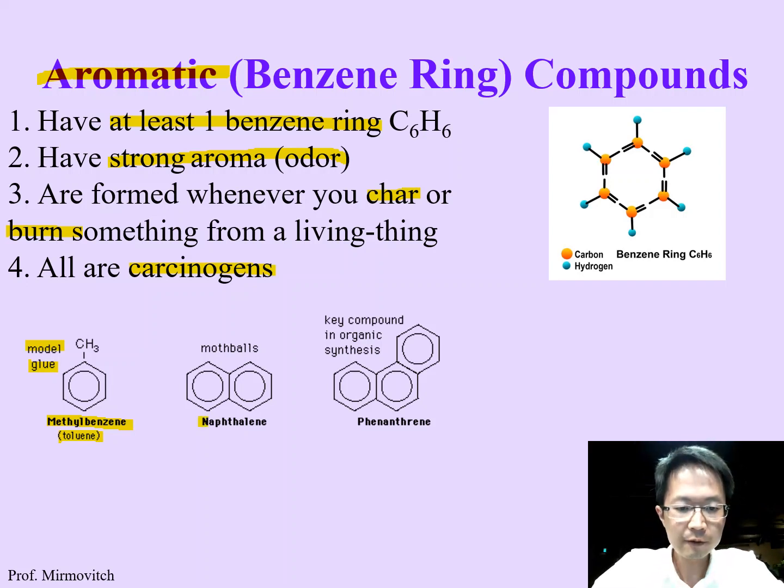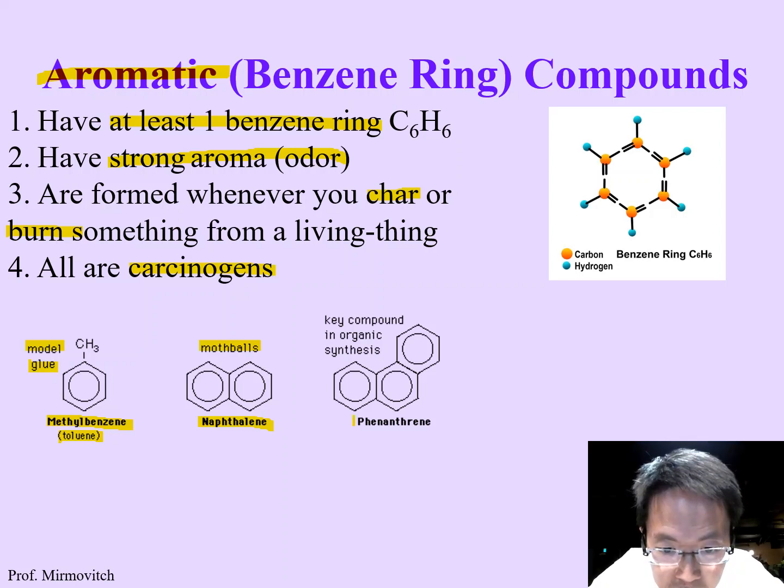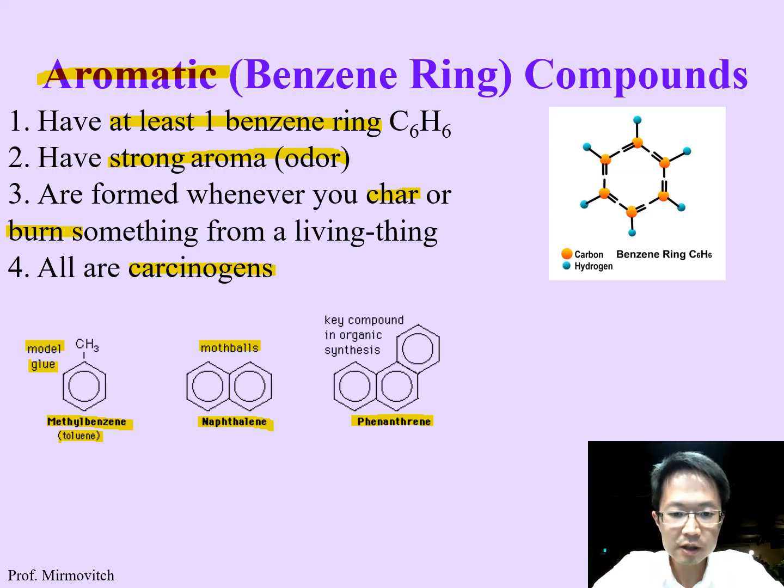naphthalene. Naphthalene is the mothball. The mothballs that we use to get rid of bugs and insects in our closet, the reason they work is that they are also carcinogens. It will cause cancer. And also this is phenanthrene. This is a key compound in organic synthesis. Well, I don't know too much about this one. Sorry about that.